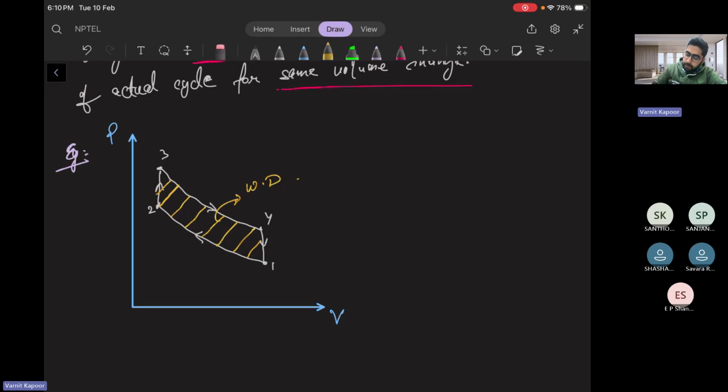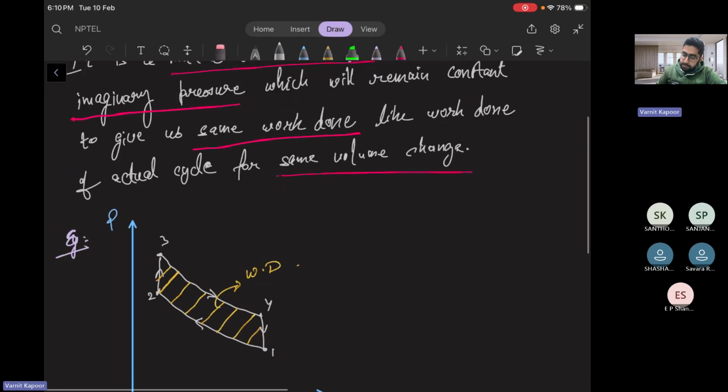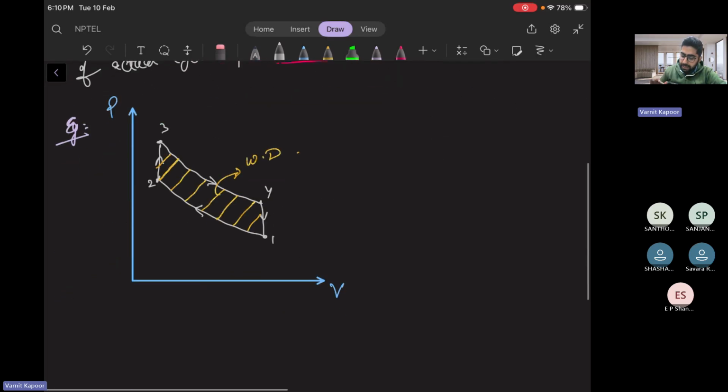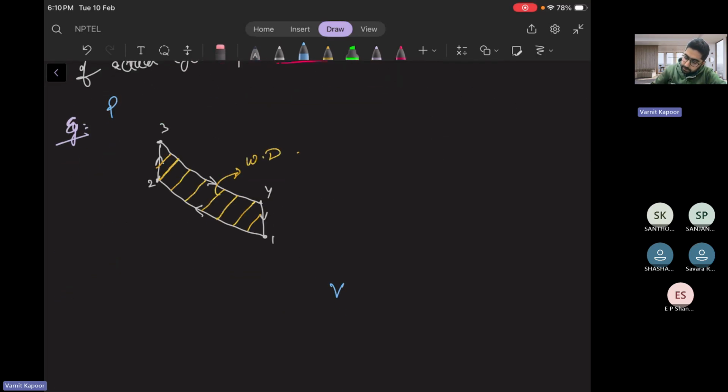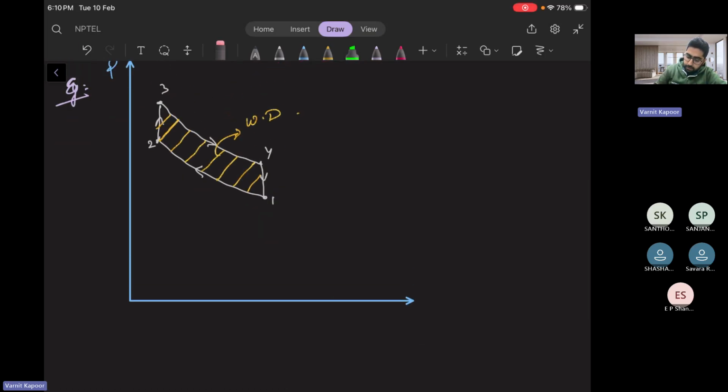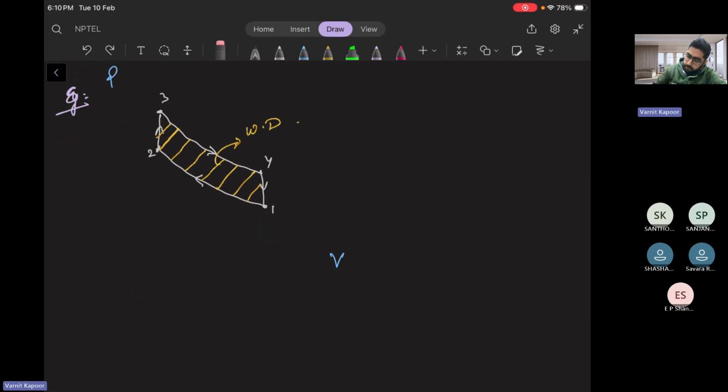If I say from the definition, it is a mathematical technique to determine an imaginary pressure. So it will be an imaginary pressure which is constant. Let me again redraw the axis. I want to make a bigger axis. This I think is much bigger.